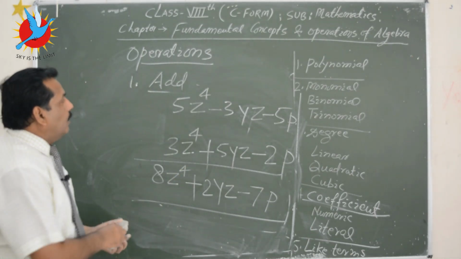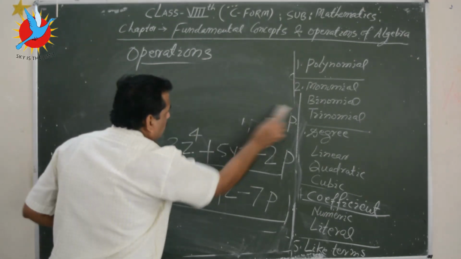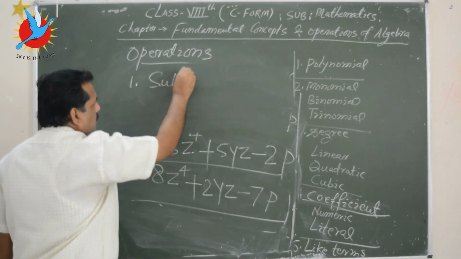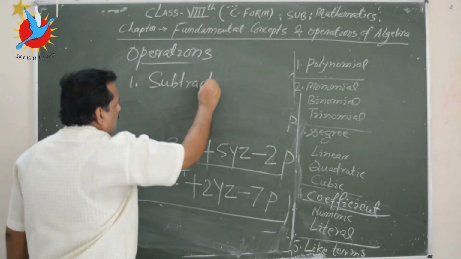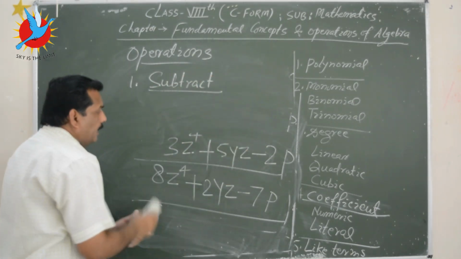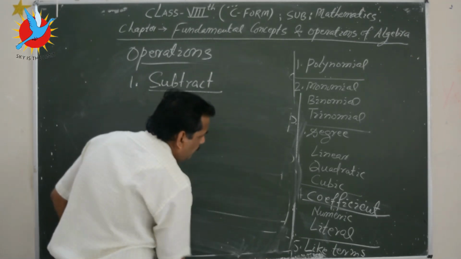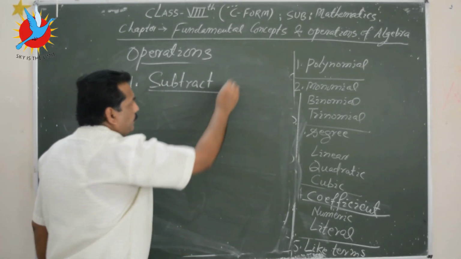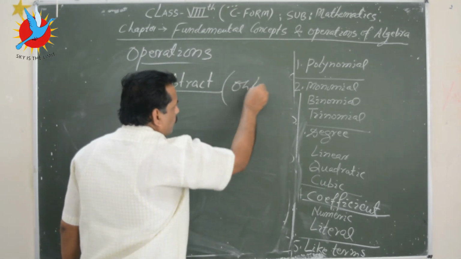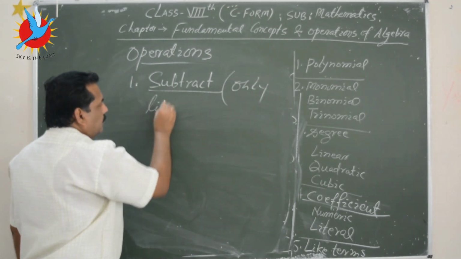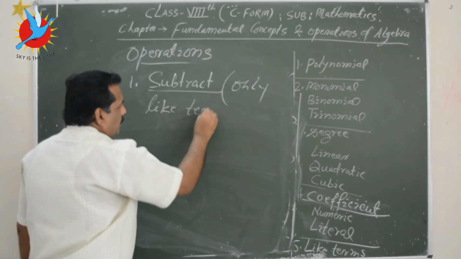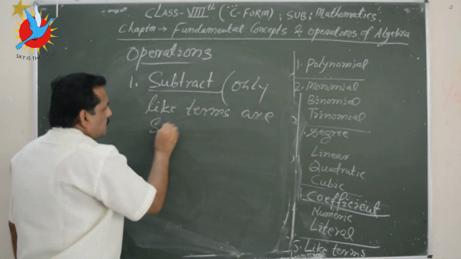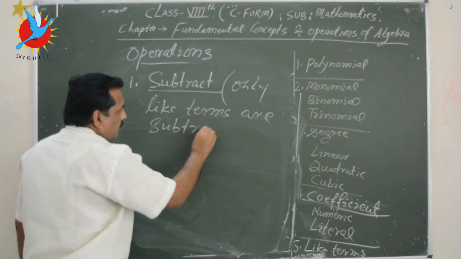And the next operation is subtract. Again we follow the same rule that only like terms are subtracted. So only like terms are subtracted. So we have to take care of that.